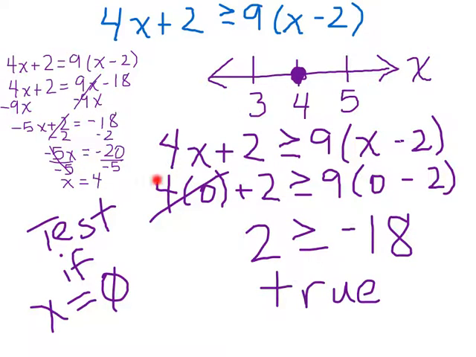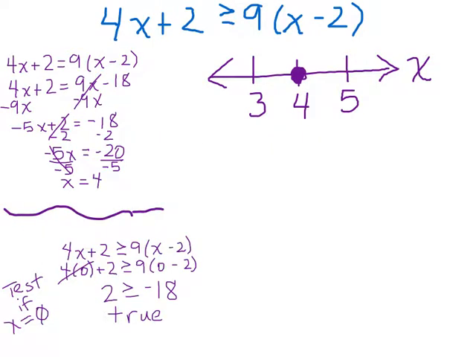So I use the original inequality and test when x is equal to 0. I can test any number I want to. There's an infinite number of numbers to test, but I usually use 0 because it makes the math a little easier. So 4 times 0 is 0, and 0 plus 2 is 2. Inside the parentheses on the right-hand side, 0 minus 2 is negative 2, and 9 times that negative 2 is negative 18. I end up with 2 is greater than or equal to negative 18. That is a true statement.